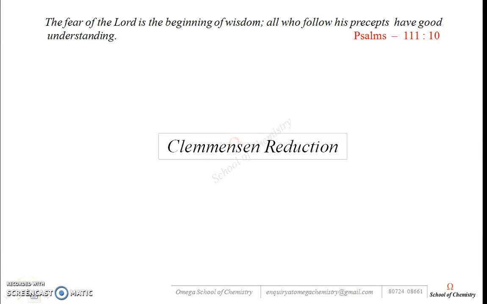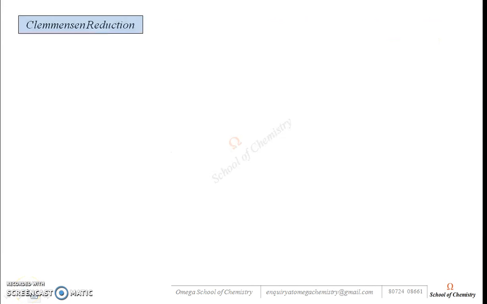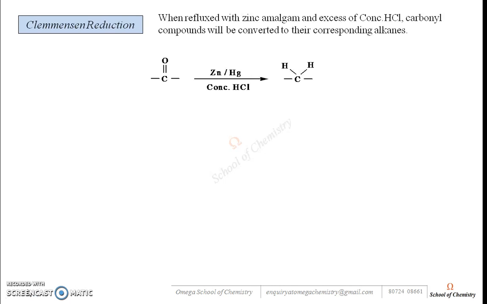Clemmensen reduction. Aldehydes and ketones give hydrocarbons when treated with amalgamated zinc and hydrochloric acid. Here the carbonyl group is reduced to methylene group.